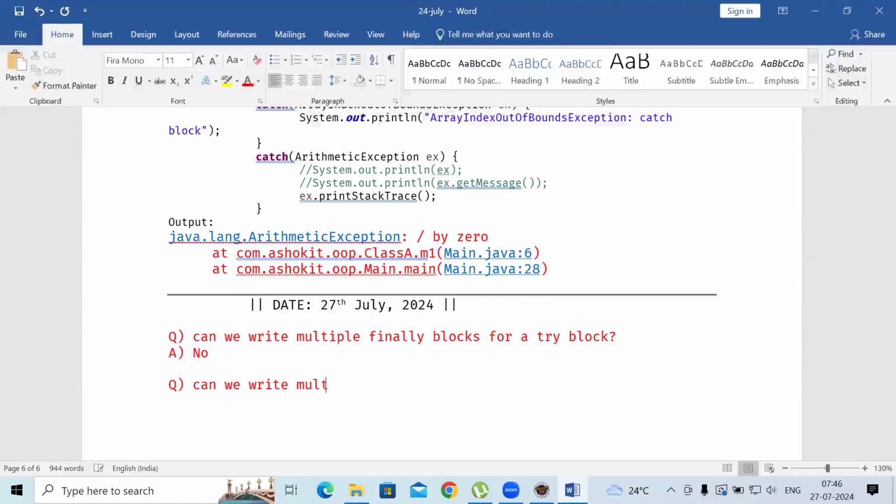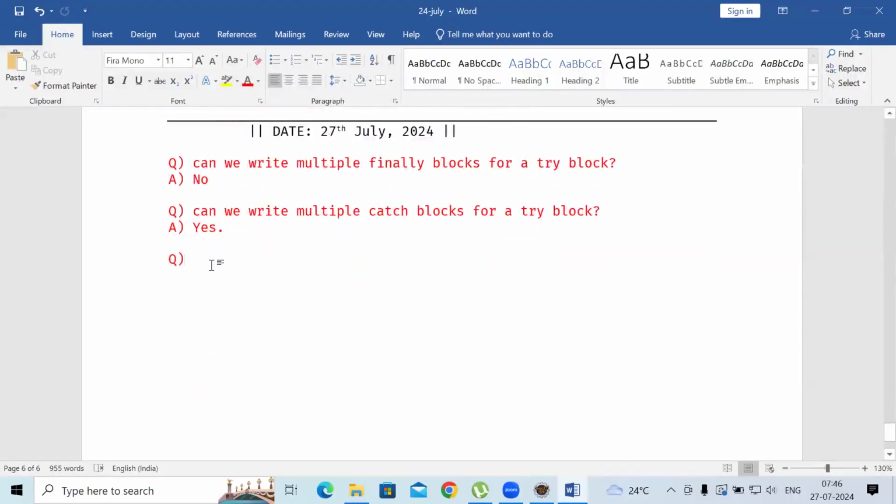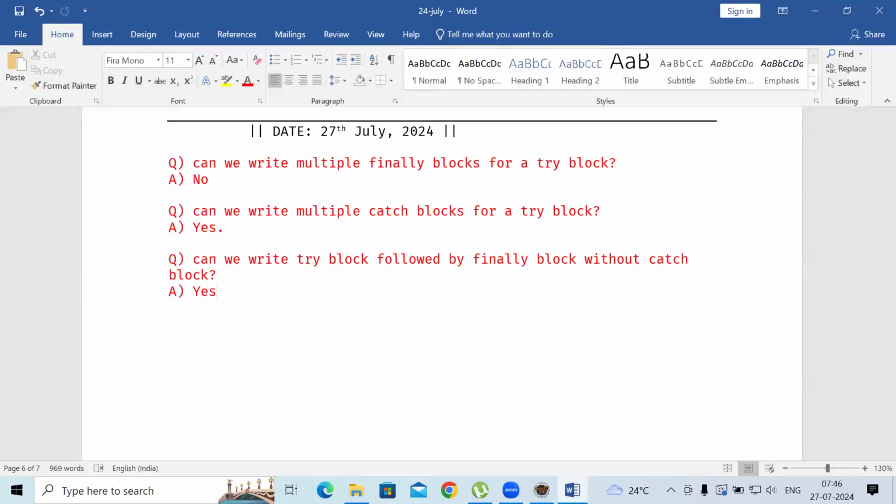Next question. Can we write multiple catch blocks for a try block? Yes, we can. Answer is yes. But you should know which is the correct order and which is the wrong order. The next question: can we write a try block followed by a finally block without a catch block? Yes. Answer is yes.